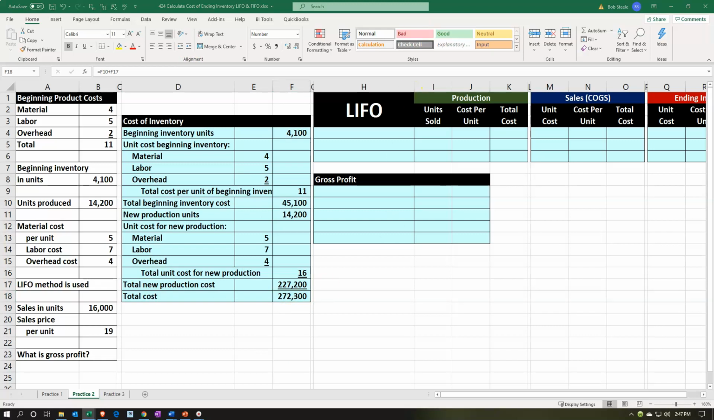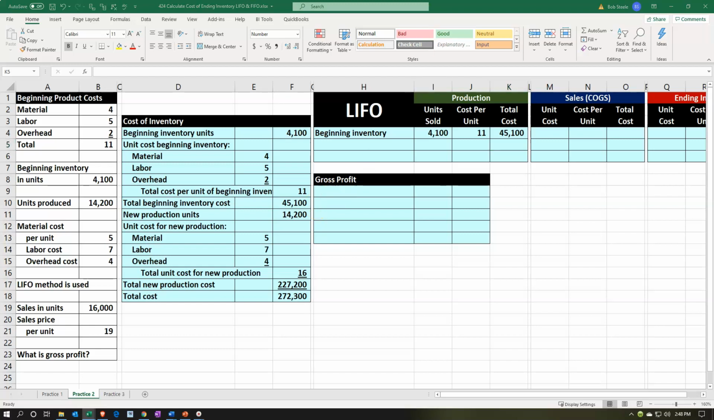Now let's take a look at our LIFO assumption. So now we're doing last in, first out. Under last in, first out, our beginning inventory is going to be equal to the units of the 4,100, those costing the $11. So the $11, and if we multiply those out, we get the 4,100 times the 11. That's going to be the 45.1, the same item we calculated here.